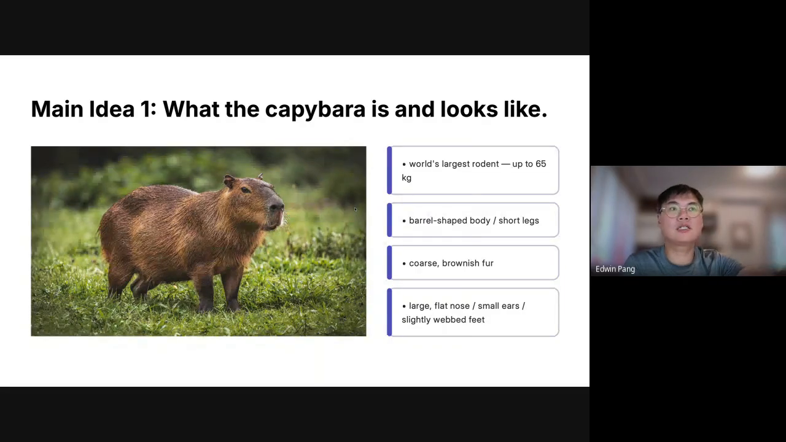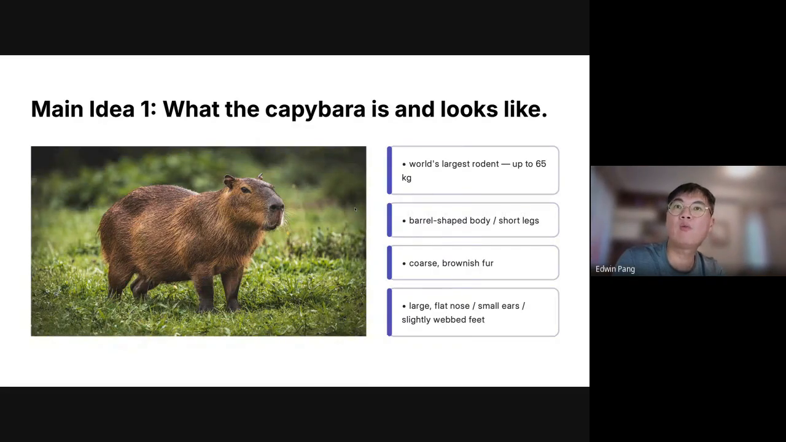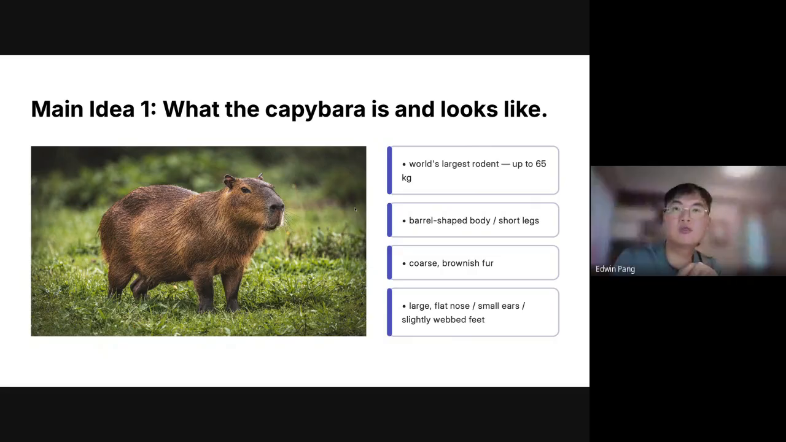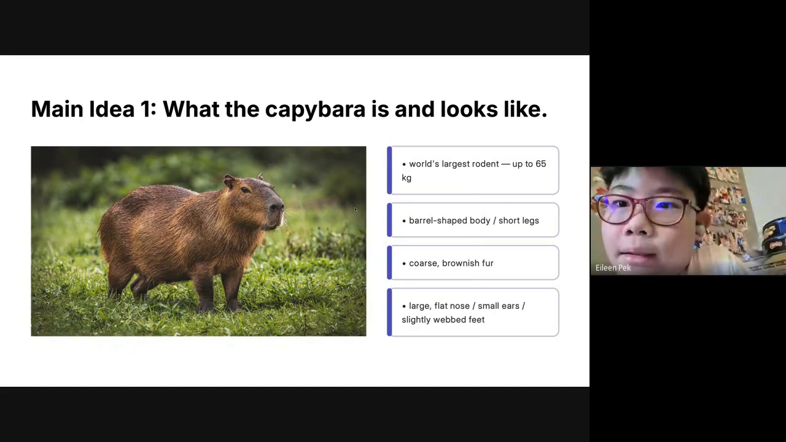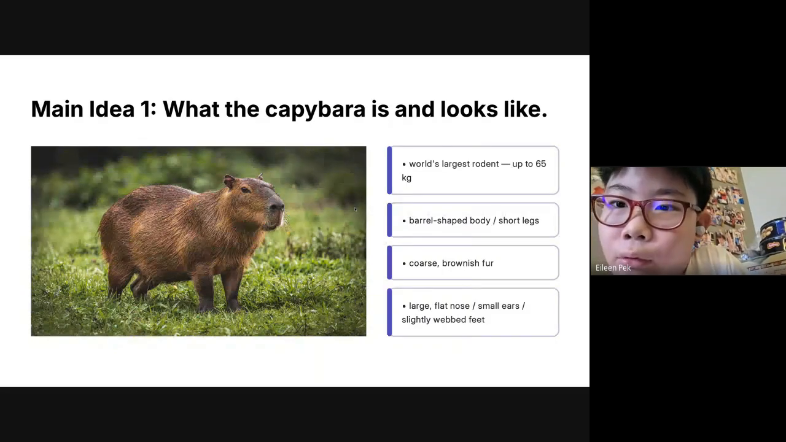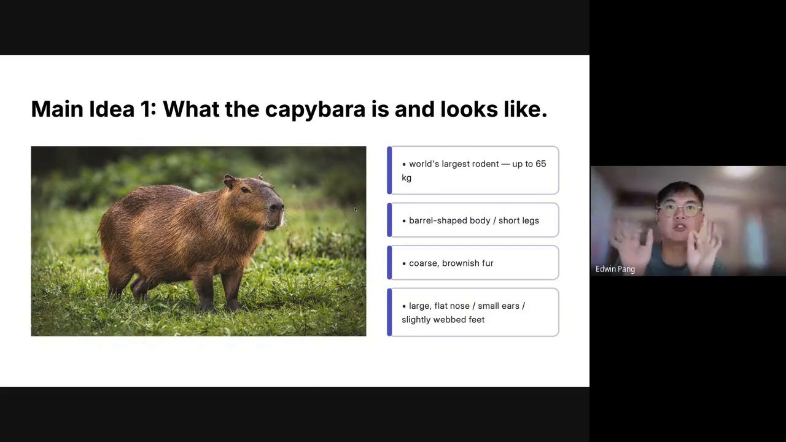Can I just copy world's largest rodent, barrel-shaped body, coarse brownish fur, large flat nose? Can I just copy it like that into my paragraph? Does that work? No. What should you do? You need to turn them into sentences. Can you try to turn the first point into a sentence for us, please? The capybara is the world's largest rodent. It weighs up to 65 kilograms. Perfect. Let's stop right there.